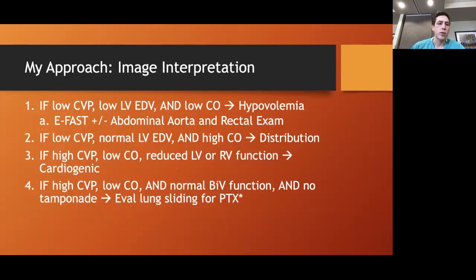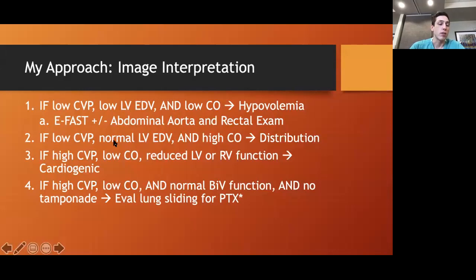So my approach to image interpretation, once we've obtained these 3 variables, we can diagnose our patient's shock state. If the patient's CVP is low and they have a low left ventricular end diastolic volume and a low cardiac output, that is consistent with hypovolemia, in which case I might also consider doing an extended vascular exam to evaluate for free fluid in the thorax or the abdomen, as well as an abdominal aortic aneurysm exam in the right clinical context, and perhaps even a rectal exam, because unfortunately we have not yet found a way to use ultrasound to replace this.